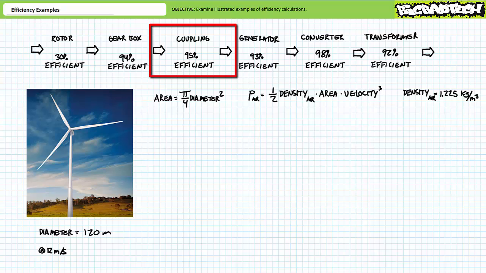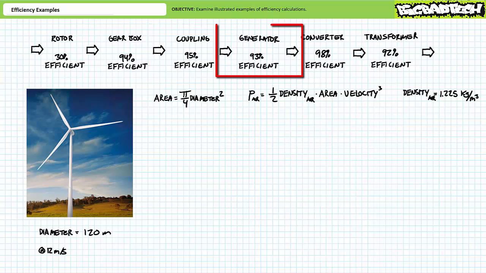The output shaft drives a coupling. The coupling compensates for misalignment between the gearbox and the generator and allows the pair to be taken apart for maintenance and service purposes. The coupling stage is known to be 95% efficient. The coupling drives a generator. The generator converts the mechanical power output of the coupling into electrical power. The generator stage is known to be 93% efficient.